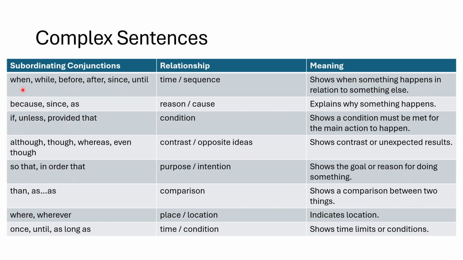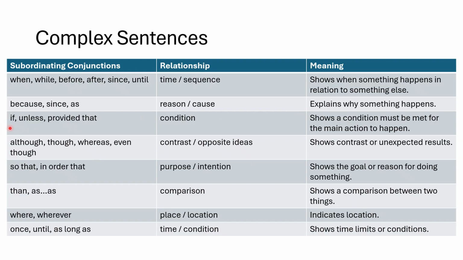The subordinating conjunctions when, while, before, after, since, until show a time sequence relationship. They show when something happens in relation to something else. The subordinating conjunctions because, since, as show a reason-cause relationship. They explain why something happens.